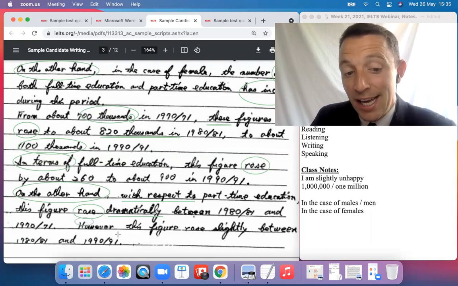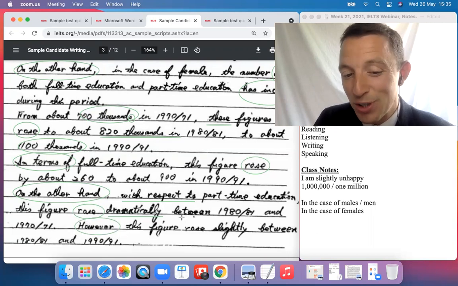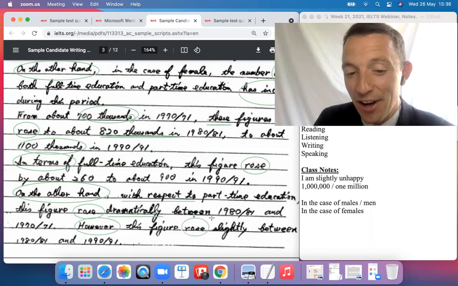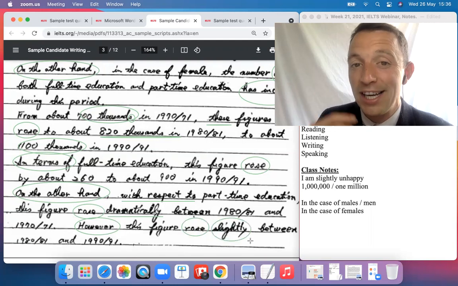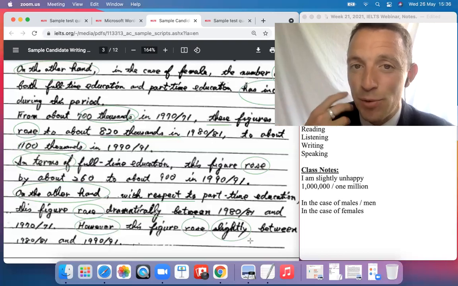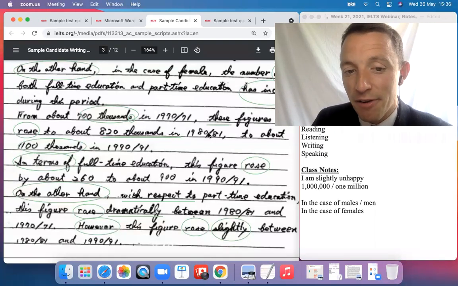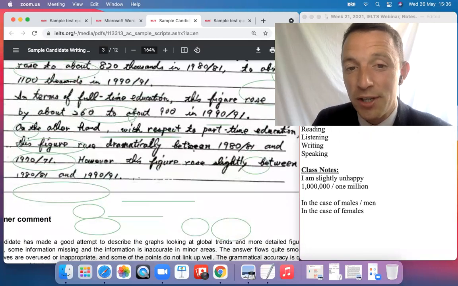However, again, we have another linker we've used already. This figure rose and again, we have a lot of repetition in the vocabulary. So for me, it's very obvious that this student needs to use a variety of vocabulary and synonyms to show they have a wider vocabulary in this situation. But apart from the vocabulary, I think the majority is quite good.